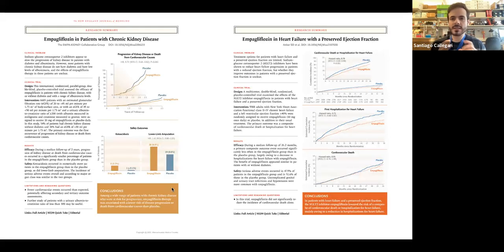And this is, for example, what has happened in many different articles. For example, in here, when they ask if empagliflozin, that is a new drug, will work in different types of populations. For example, in here, patients with chronic kidney disease, and in here, patients with heart failure with preserved ejection fraction.